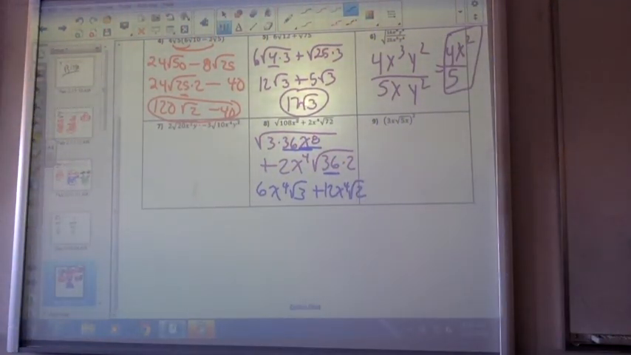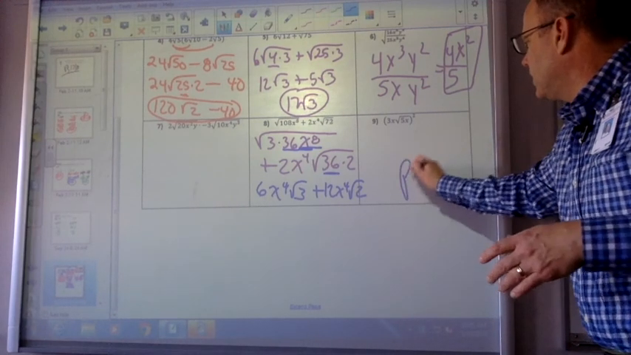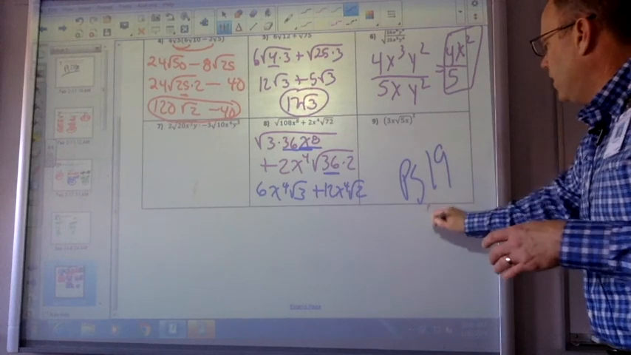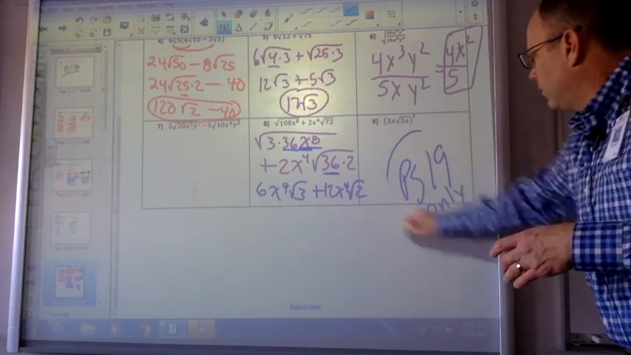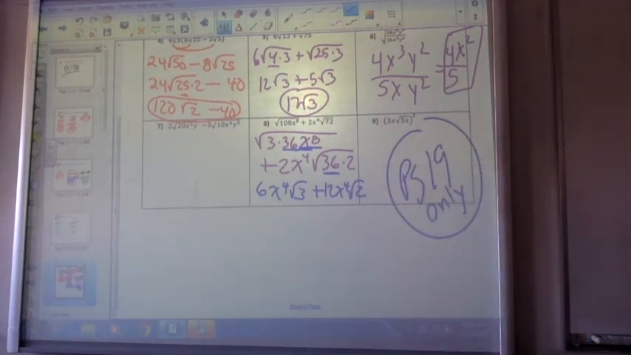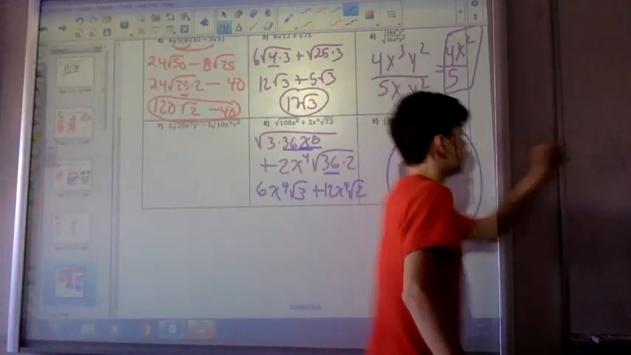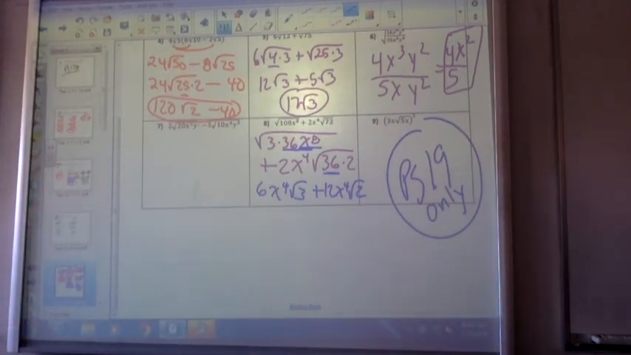And this is what I want to give you for your assignment for tonight. Let's do page 19 only, just the front. Just do page 19 only, the front. So it's 1 through 12, okay? And we'll go over that tomorrow.